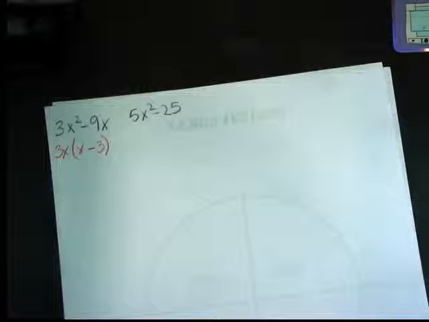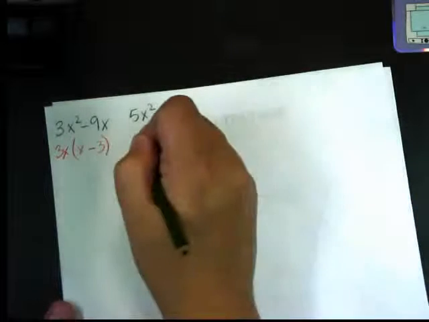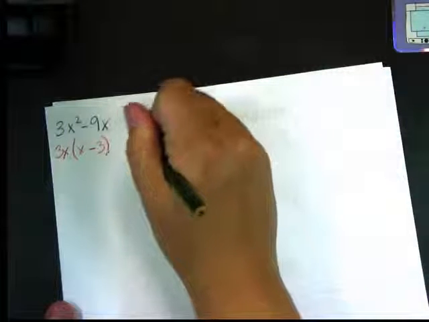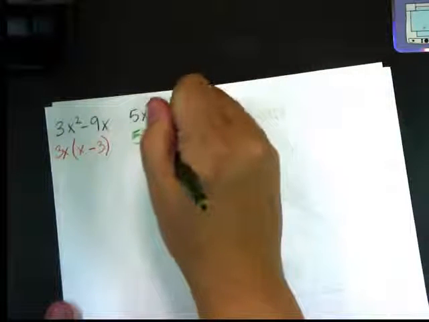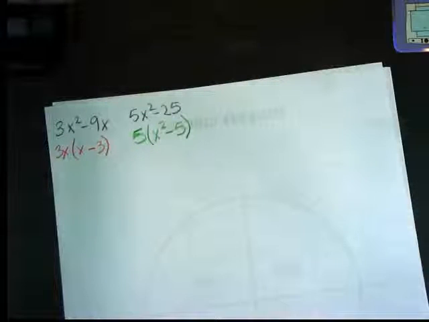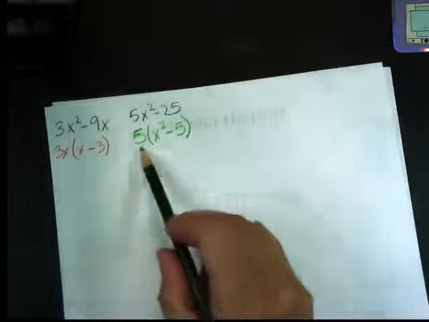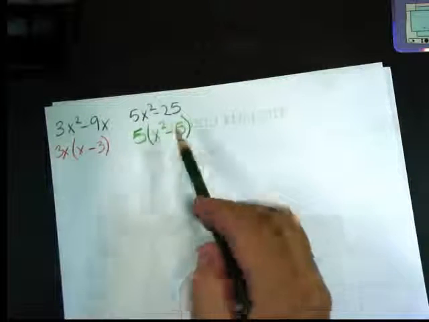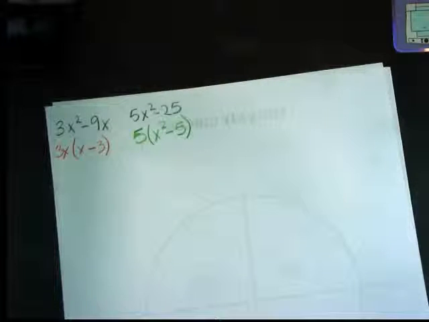5x squared minus 25. First thing is a GCF. What is in common with 5x squared and 25? We should see the 5. And when I take out the 5, left over is x squared minus 5. Again, if I were to distribute this, I would get my original problem back. That's how I know I factored correctly.